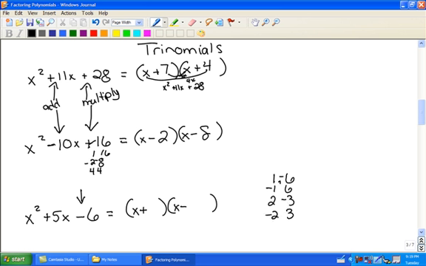You want to think about adding these together. Well, 1 plus negative 6 will give us negative 5. We want to get a positive 5. Negative 1 plus 6 will give us a positive 5. So negative 1 and positive 6 must be the numbers that go in there. It's going to be x minus 1 and x plus 6.